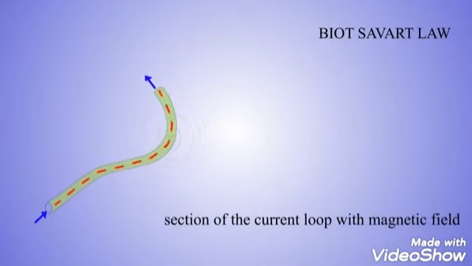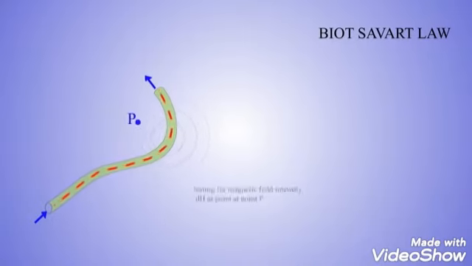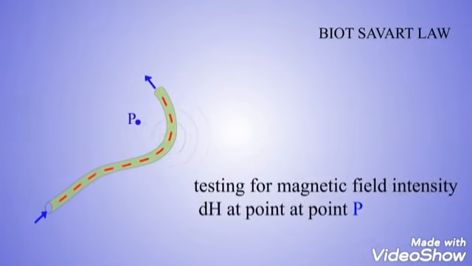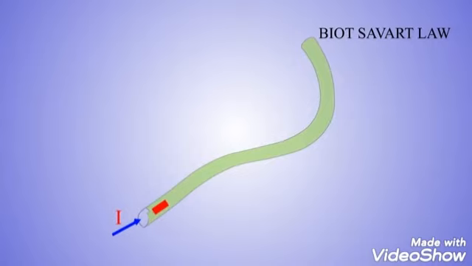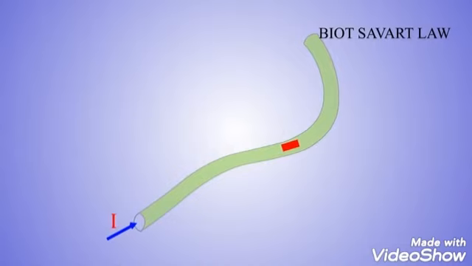So this is the section of the current loop with magnetic field. At point P, we are going to test the magnetic field intensity due to the current carrying conductor. Now we are going to consider the small element dl, that is known as current element. Due to the current element, the magnetic field intensity at the point P.